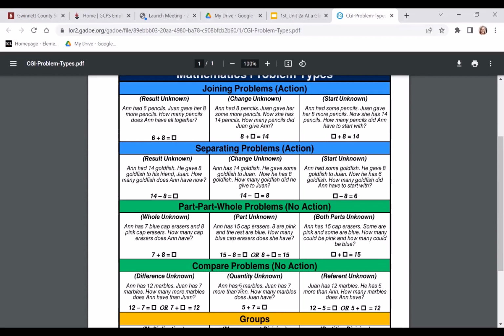You will see this chart has been linked multiple times throughout the pacing guide, and the problem types will be shown on each day of instruction.